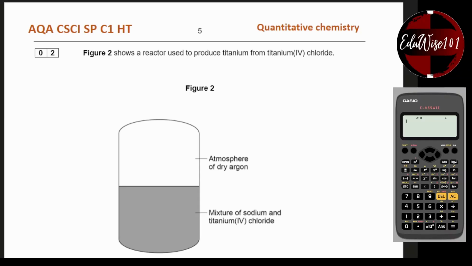In this video, I'm going to go through the AQA Combined Science Specimen Paper for Chemistry Paper 1, higher tier. Question number 2 is on the Quantitative Chemistry topic.